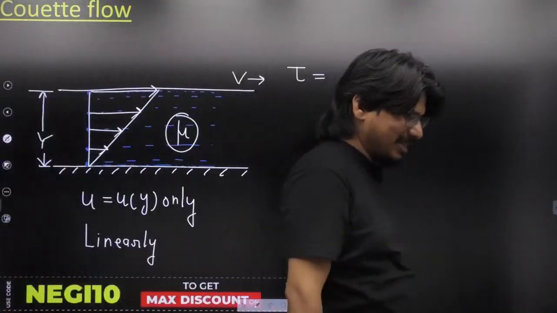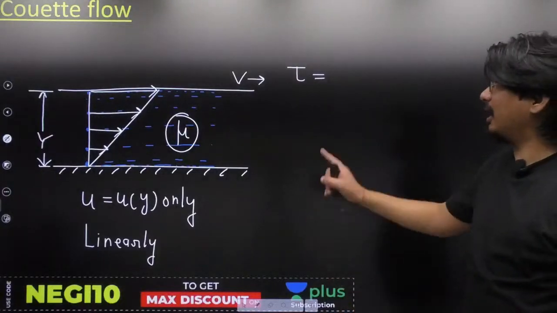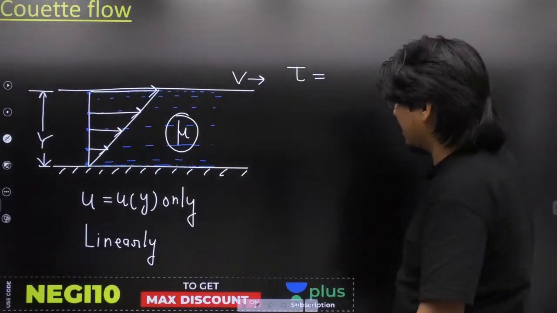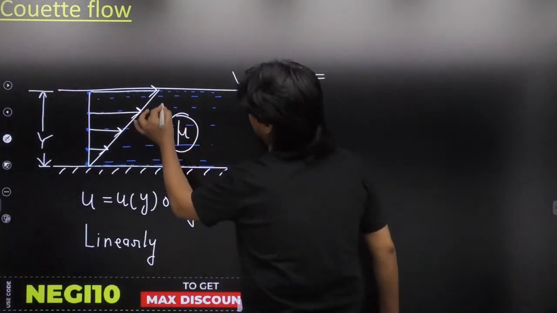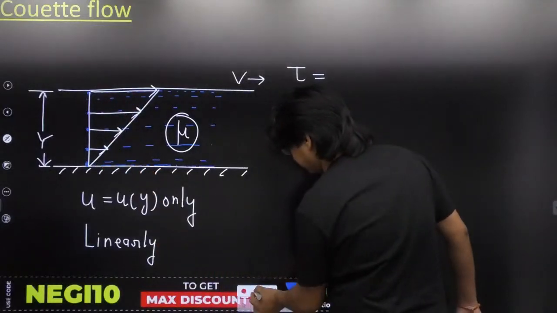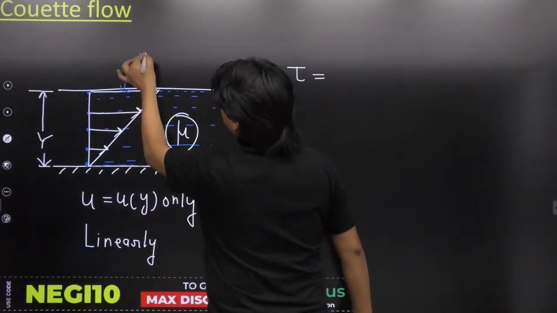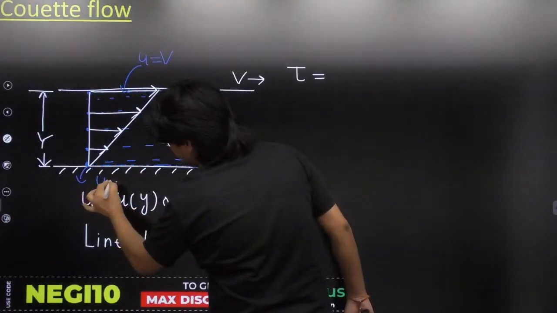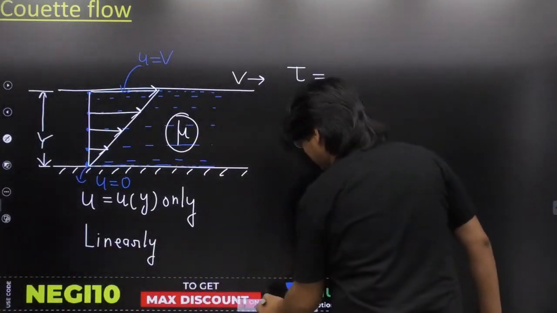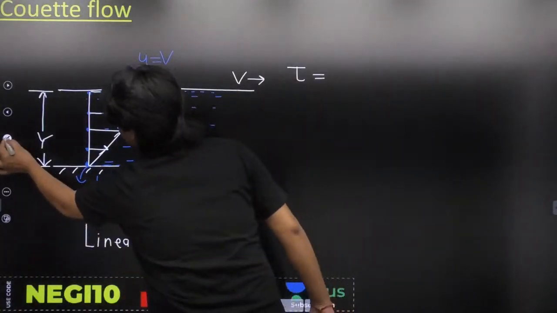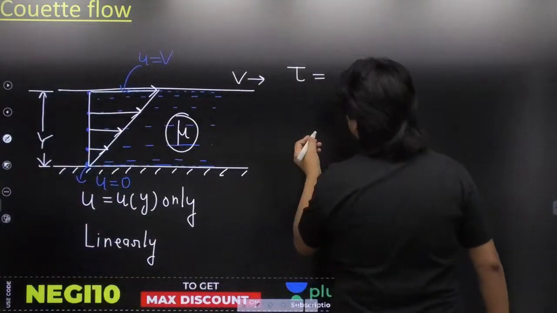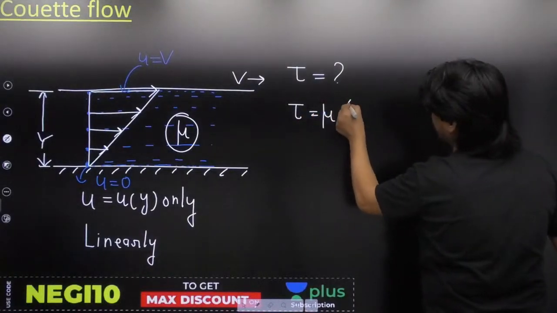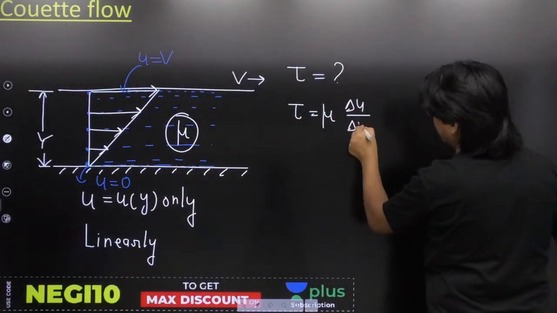Bolo re baba. What will be the formula of shear stress? Anyone in the class? Look at here, what will be the U for this fluid layer? Capital V. What will be the U for this fluid particle? U is 0. So what is the formula of shear stress? Shear stress is equal to mu delta small u divided by delta y.